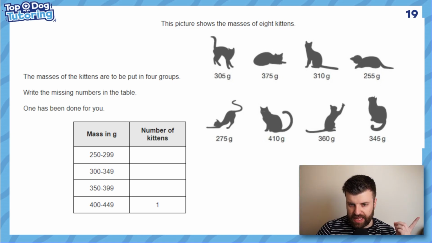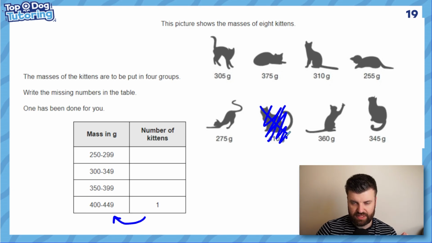Okay, so the masses of the kittens are to be put into 4 groups. Write the missing number in the table. One's been done for you. All this means is that one kitten is between 400 and 449. It's this one. And I'm going to cross it out as we get rid of it so we don't count anything twice just to make sure.